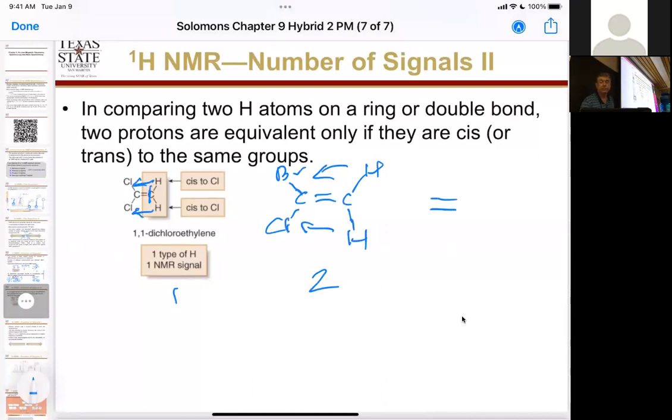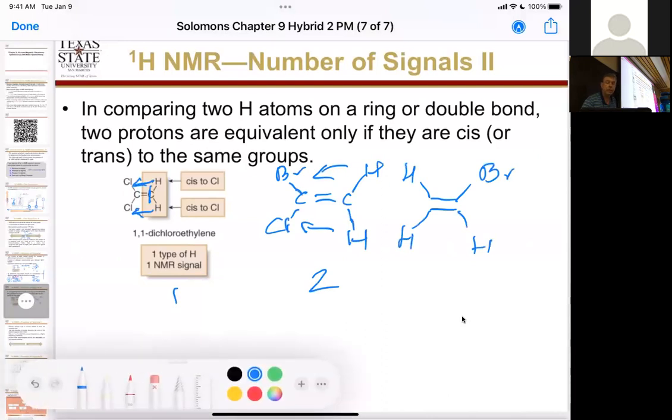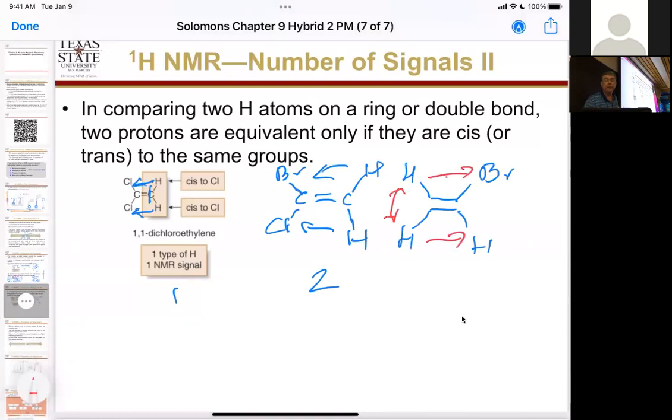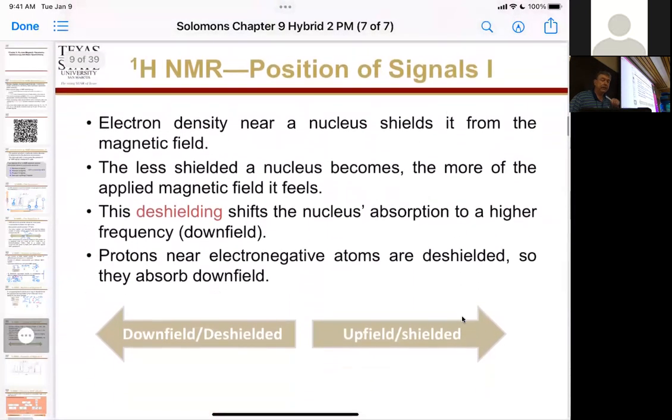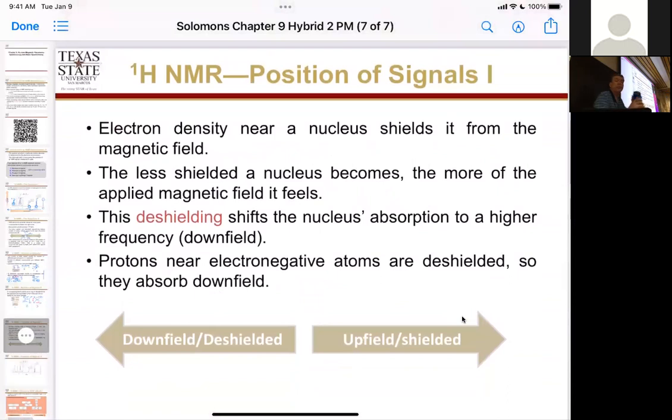And again, these 2 hydrogens over here look the same. They're on the same carbon. They have the same electronic environment, but through space interaction gives us 3 signals. So do you see how we get our number of signals? Difference in electronic environment. Okay. So now let's talk about position.